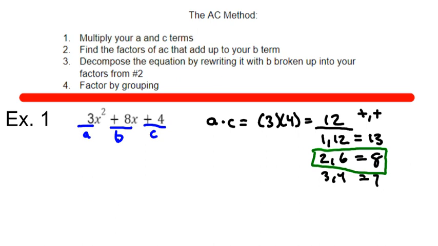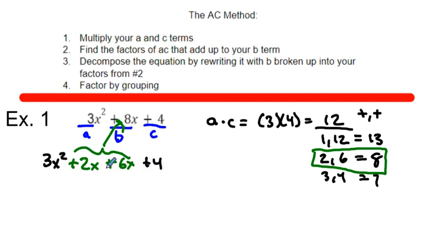So we are going to now do step 3, which is to decompose this equation by rewriting it with B broken up into our factors from step number 2. So here are my factors from step number 2. We're going to rewrite this as 3x squared, and I'm going to write these in green, plus 2x plus 6x. Just to be clear, 8x equals 2x plus 6x. That's how we got that. And then finish writing out your equation, plus 4.